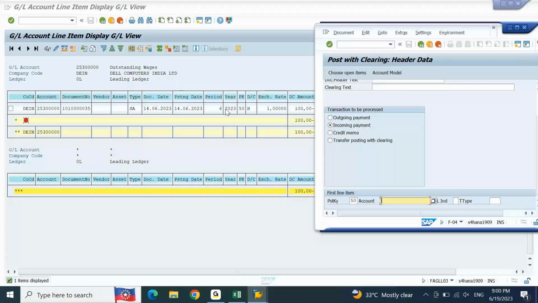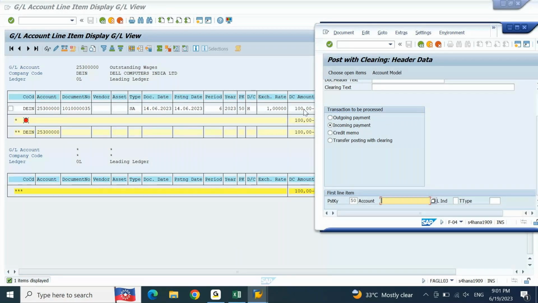The same account. Offsetting account. You will give posting key to the same account or to the offsetting account. Same account or offsetting account. The other one is automatically debit. We will be using this to the offsetting account because you will be selecting this item to be cleared based on the open item selection.